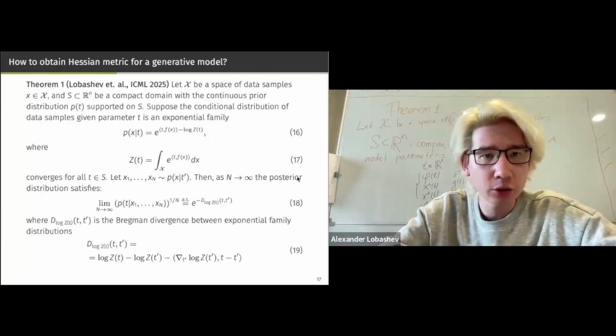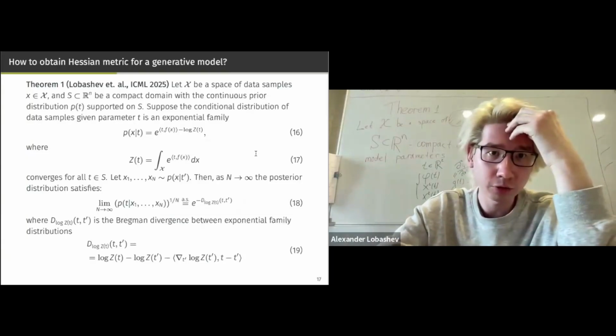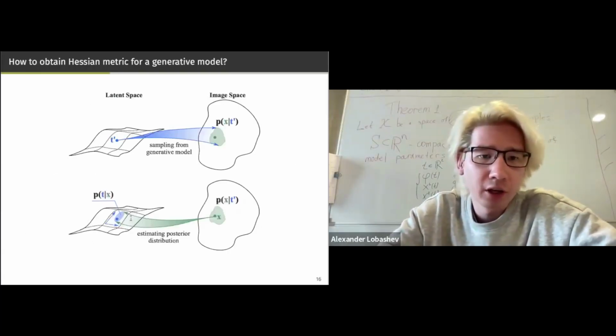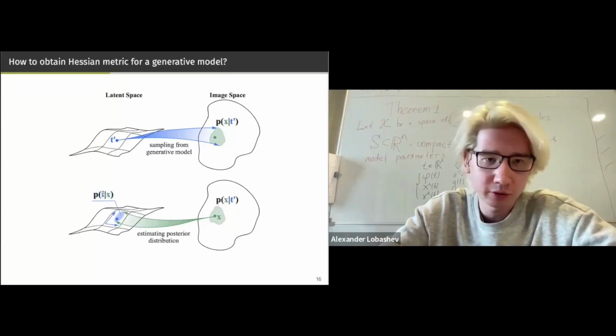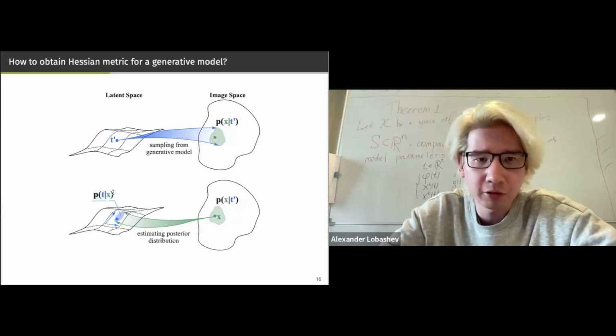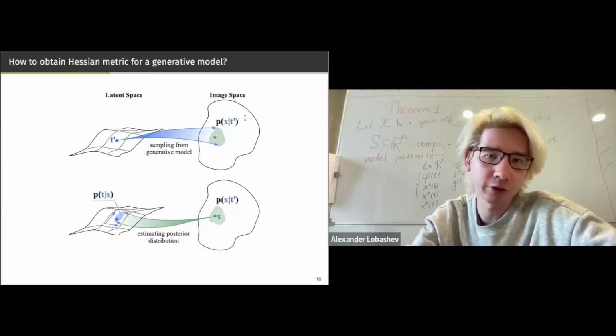And actually, this is the main theoretical result of this paper, which states that if we actually know these posterior distributions on the space of parameters, which are measured by samples of generated images, then the whole set of these posterior distributions is enough to reconstruct a Hessian metric, or the Fisher information metric, between these distributions.